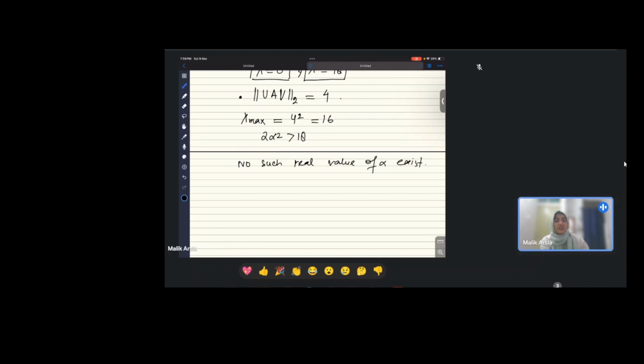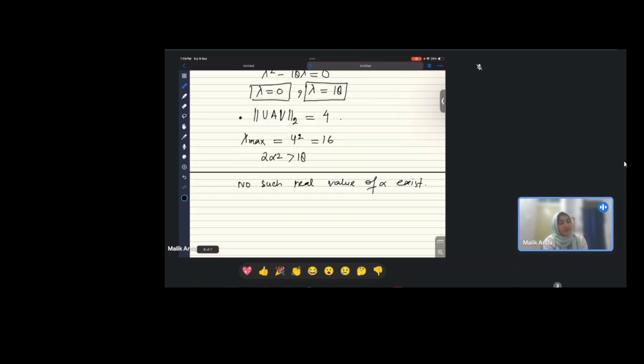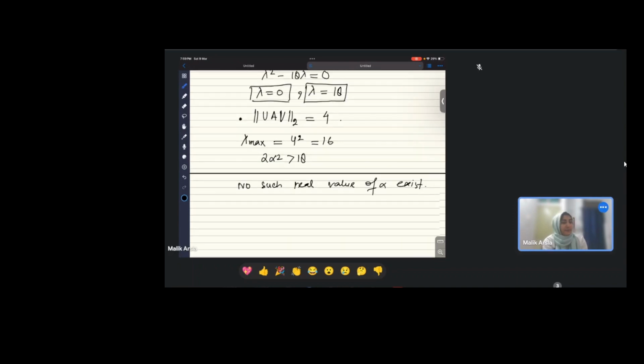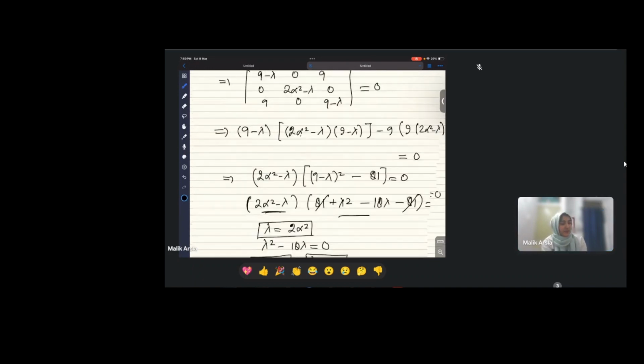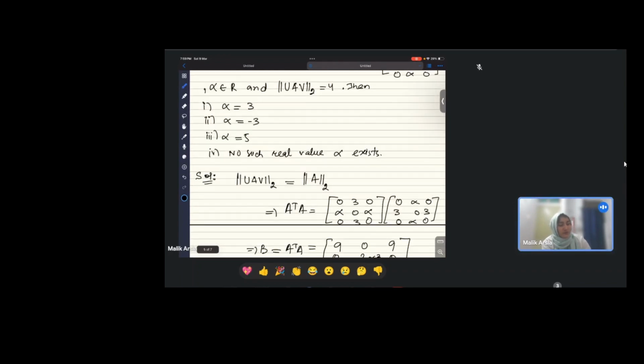Such that both conditions are satisfied, there is no value of alpha, because you can take any value of alpha and it will still be that the 2 norm of UAV is given as 4, and the maximum eigenvalue, however, is 18, right? So this term can never exceed this term and no such real value of alpha exists. Okay. So here option 4 is correct.